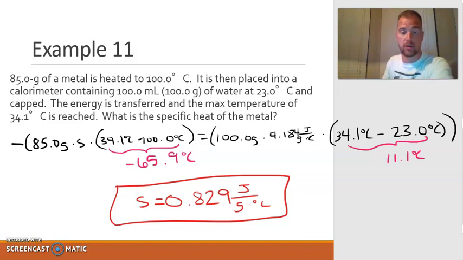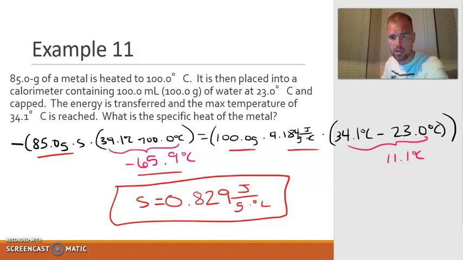Notice 3 sig figs here because your lowest sig figs, if you look at all of your numbers, the lowest is 3 this time. So always be making sure you're watching out for those sig figs. But if you understand the concept of what we're doing in these problems, that's the important piece. That's really what I care about.